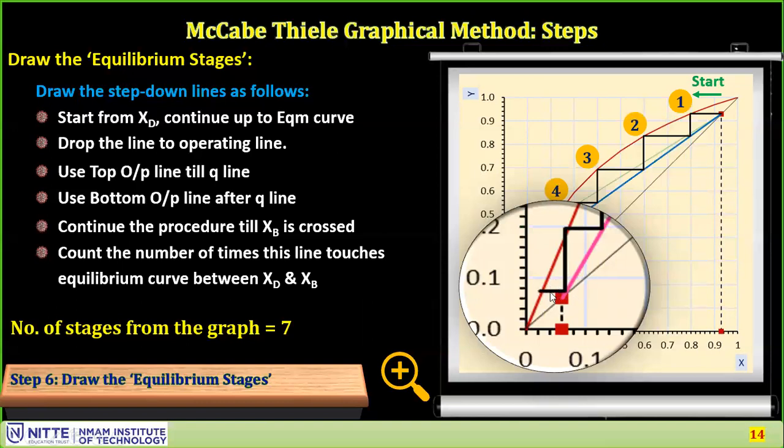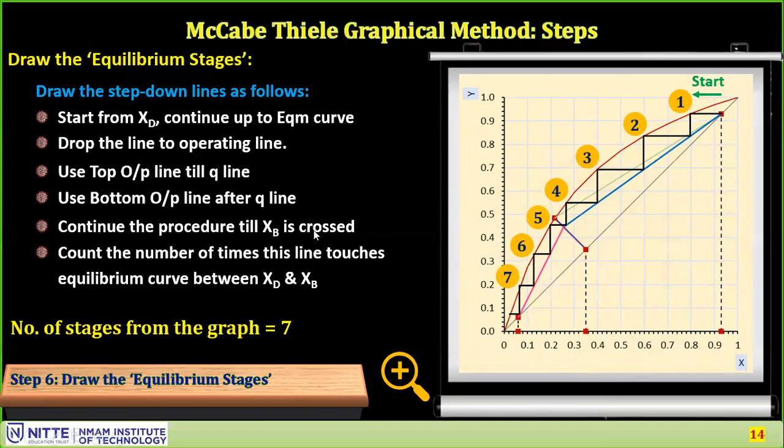This is the end point. Here you have to stop. This particular point is not counted till the end. This is the end. Alright, continue the procedure till XB is crossed.